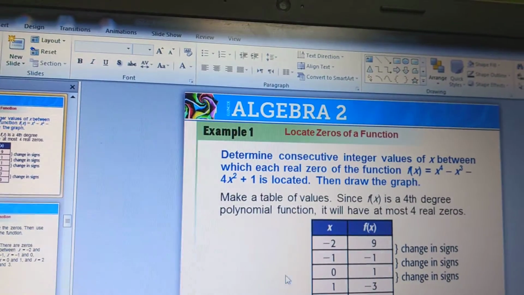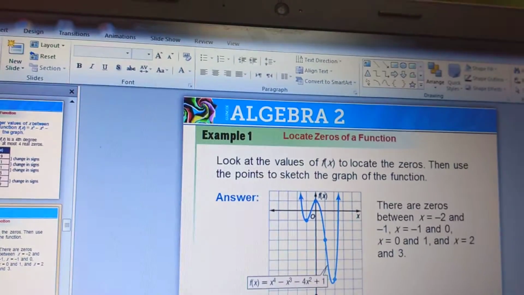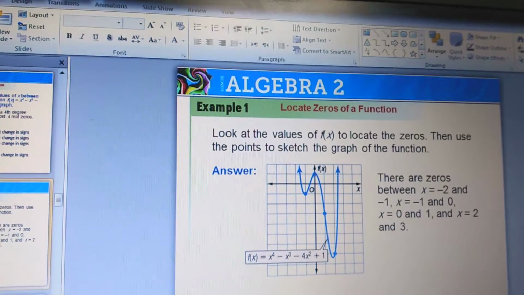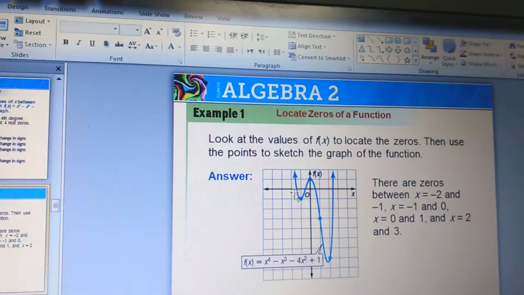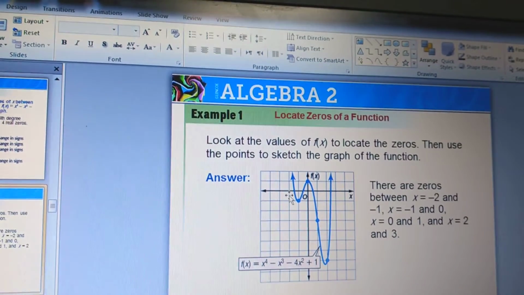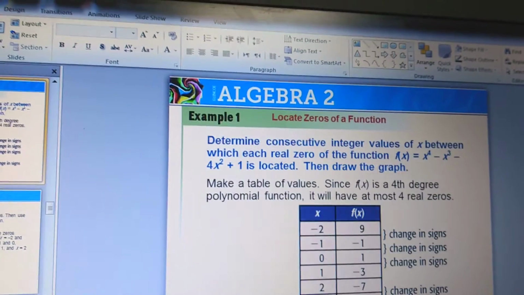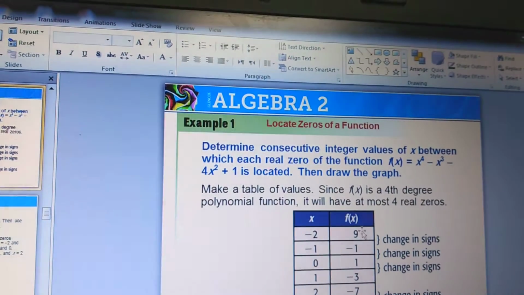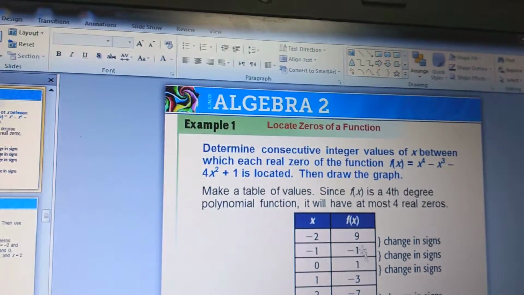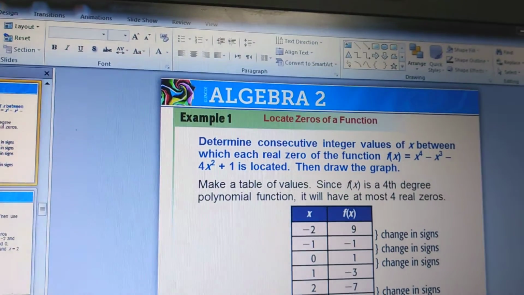Of course, this table is for this graph, which I talked about a minute ago. And the solution here, between -2 and -1, you see, between -2 and -1, the y value changes the sign. 9, -1, therefore I have one solution, and so on.